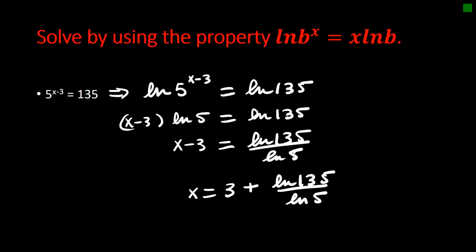Now this is our exact answer. But if we want a decimal approximation, we can do natural log 135 divided by natural log 5 plus 3, and you'll get 86.880.